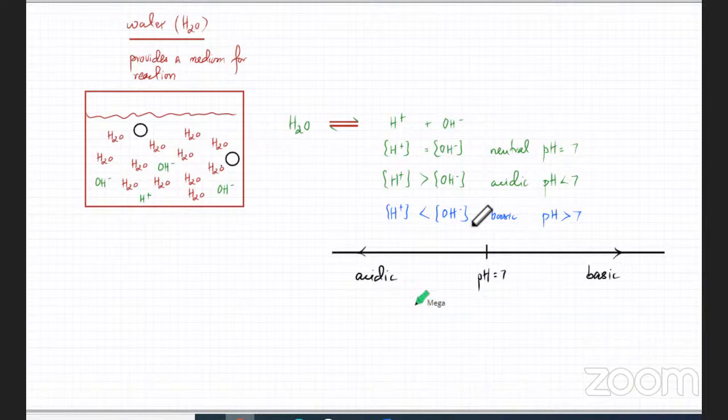So starting with the first one, litmus paper, or it could be in the form of a solution as well. So litmus paper or litmus solution that's in acid is going to go from blue to red. And if the solution is basic, it's going to go from red to blue.